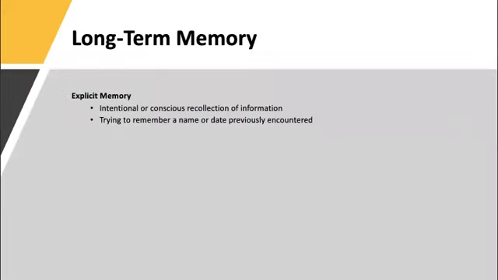Now, research has shown that there are two types of long-term memory: explicit and implicit memory. Explicit memory is the intentional or conscious recollection of information. So it's actively trying to remember the name of a person you already met, or a specific day or date when you did something. So that's explicit memory. It's intentional and conscious. You're aware of it when you're actively trying to remember something.